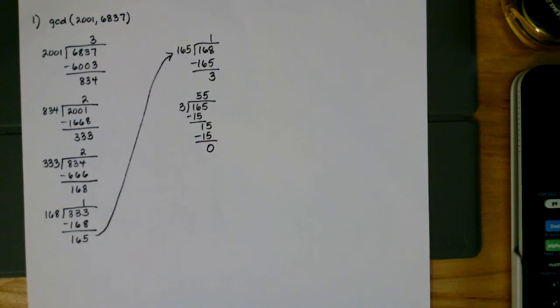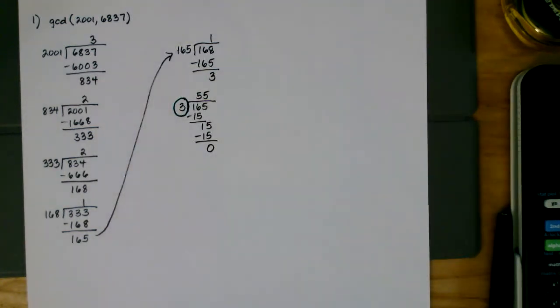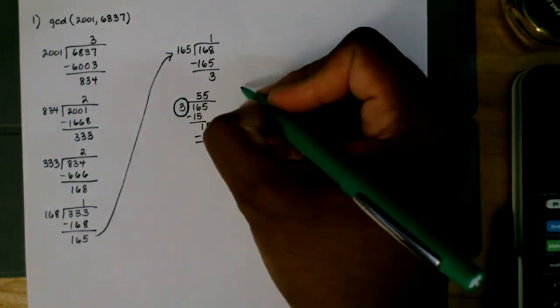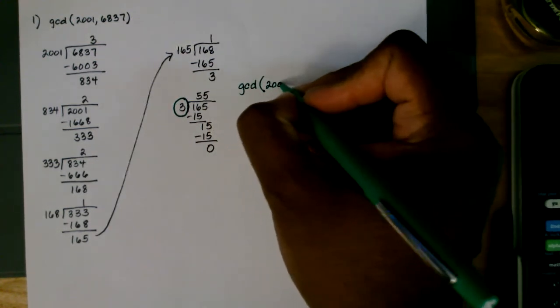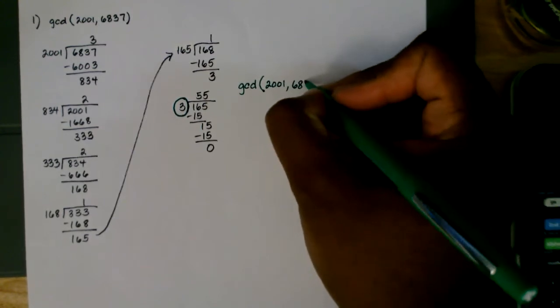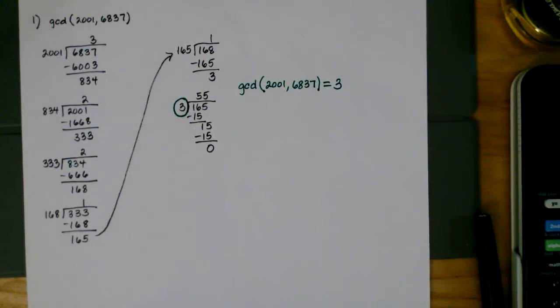And once I get a remainder of 0, the last divisor that I used to get a 0 remainder would be the GCD. And in this case, this 3 is going to be the GCD of 2001 and 6,837. So the GCD of 2001 and 6837 is 3. And that's the final answer.